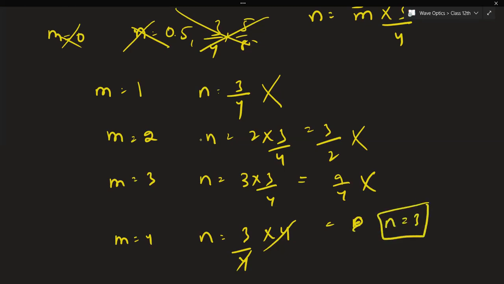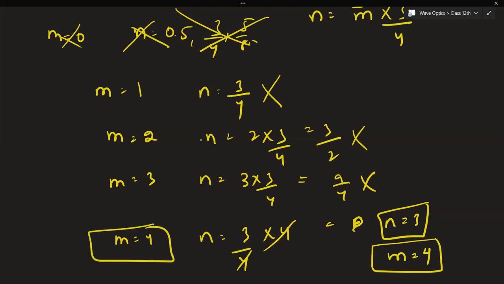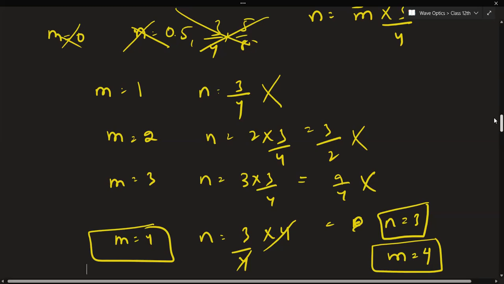Once you have n is 3, next one m will be equal to 4, the next consecutive one. Understood here? M is 4, so n is 3. So it means the one where they overlap with each other are 4 and 3, not 5 and 6. Why not 5 and 6? Because initially you have to find the least distance where they are overlapping with each other.